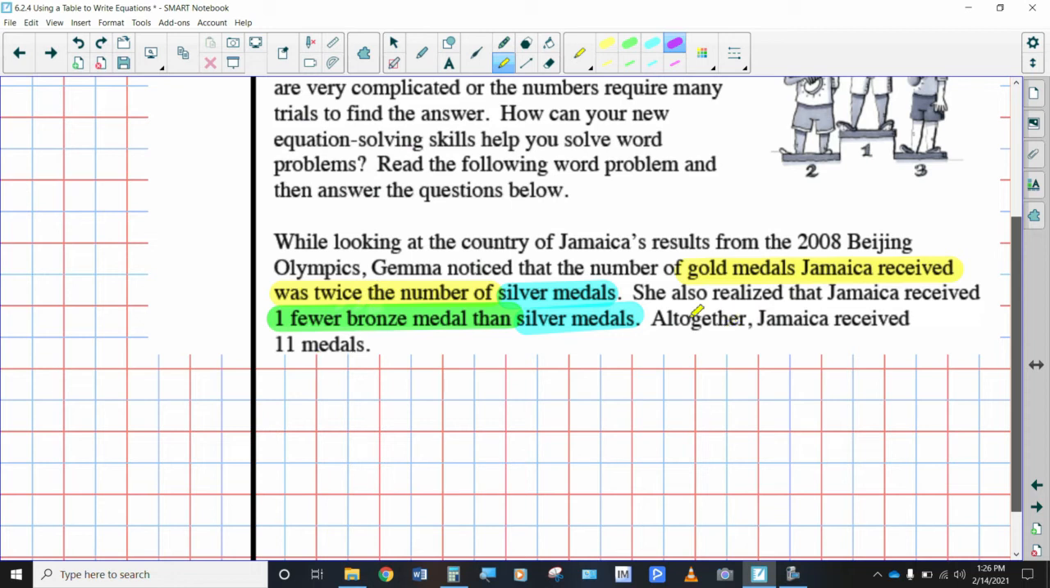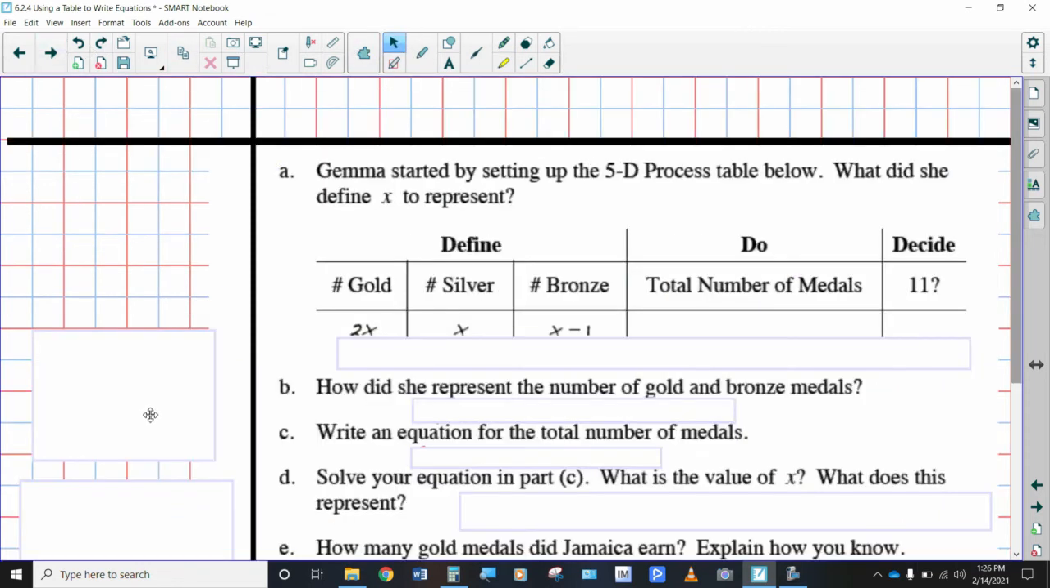And then the last piece, all together, they received 11 medals. So we've got a little table over here that has been started, right? We've got our gold, silver, and bronze medals. The total is what you get when you add all of them together, and we're going to decide if we get the number 11. Now notice these definitions here.